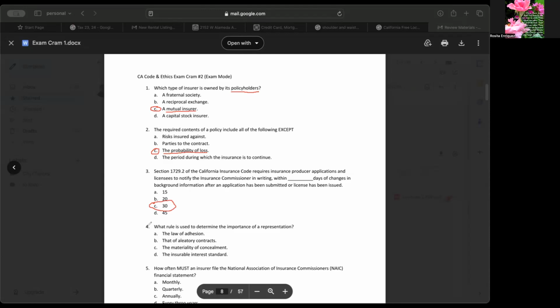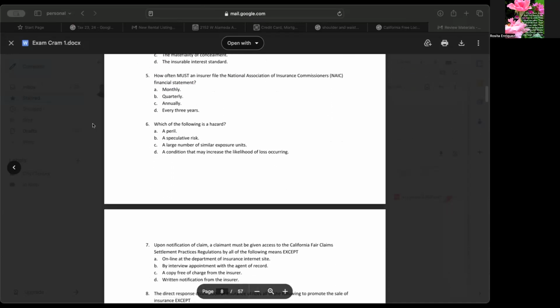30 days. Number 4, what rule is used to determine the importance of representation? And we saw that in the previous exam. That is C, materiality of concealment. So this is the rule used to determine the importance of representation. Materiality of concealment. Okay, let's go to the next questions.